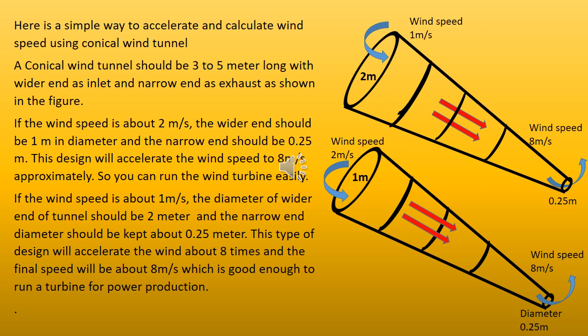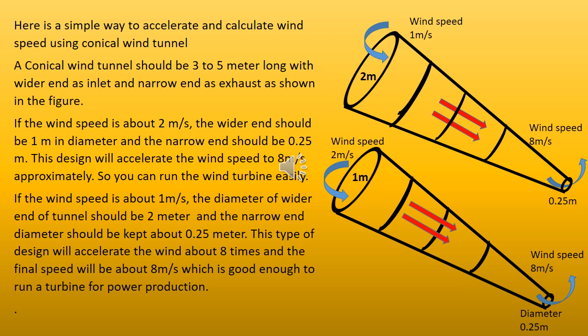Here is a simple way to accelerate and calculate wind speed using a conical wind tunnel. A conical wind tunnel should be 3 to 5 meters long, with the wider end as the inlet and the narrow end as the exhaust, as shown in the figure. If the wind speed is about 2 meters per second, the wider end should be 1 meter in diameter and the narrow end should be 0.25 meter. This design will accelerate the wind speed to approximately 8 meters per second. So you can run the wind turbine easily.